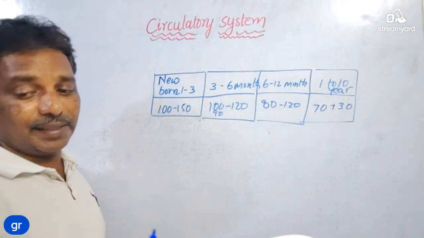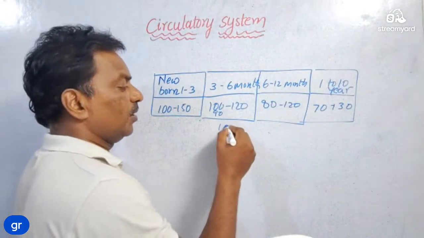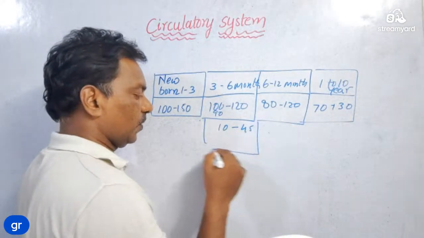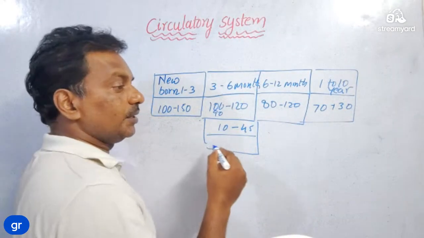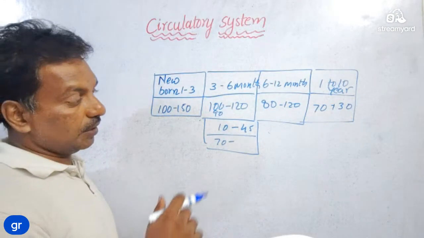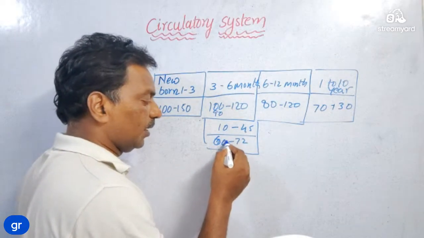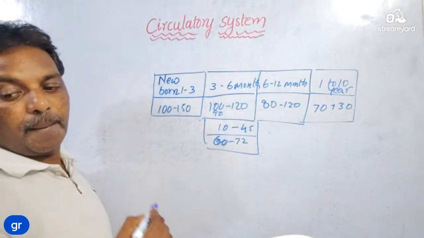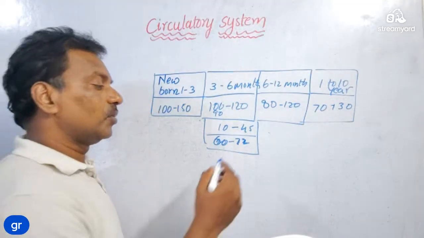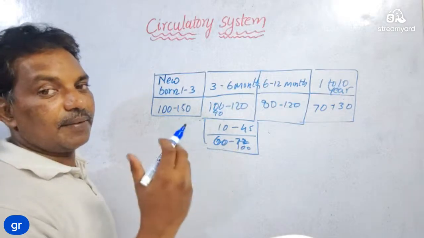10 years to adult age. Adult means 21 up to 40, 45 years. Actually, 60 to 100 is given. But actually per minute, 72 times heartbeat and pulse rate is there. So it is given as 100. It is not exact, but the average is given.